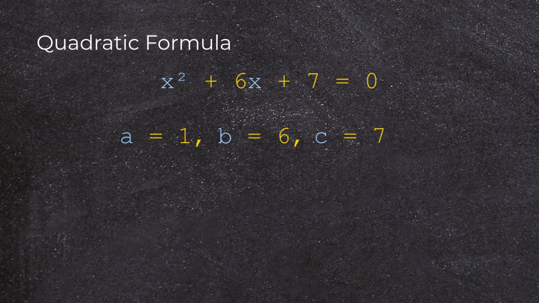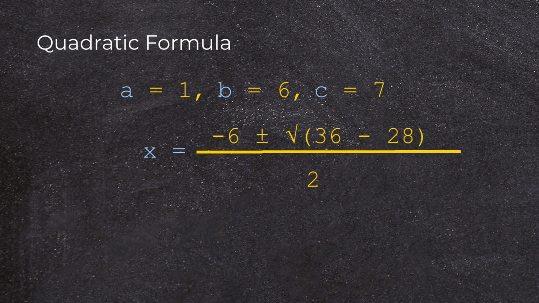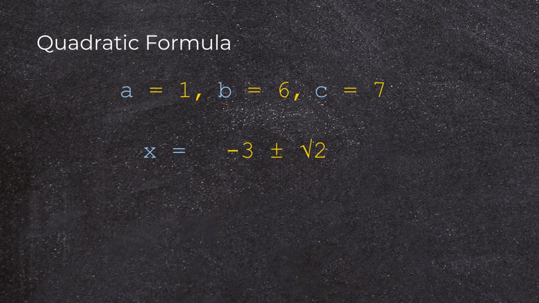Plugging in those values, x equals minus 6 plus or minus the square root of 36 minus 28, all divided by 2. That's x equals minus 6 plus or minus the square root of 8, divided by 2. Or x equals minus 3 plus or minus the square root of 2.